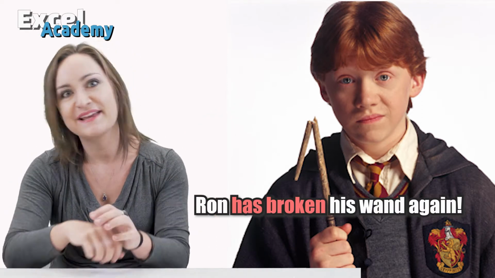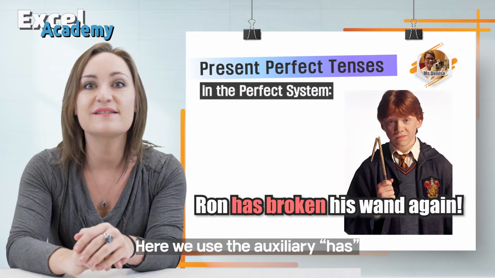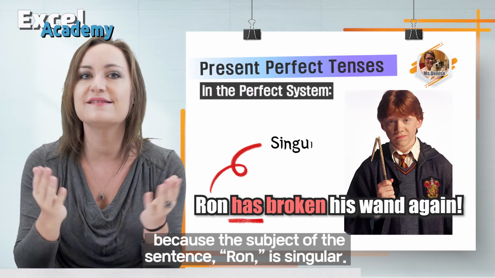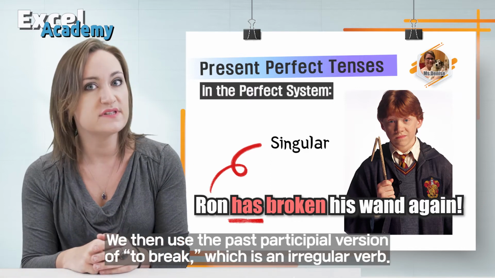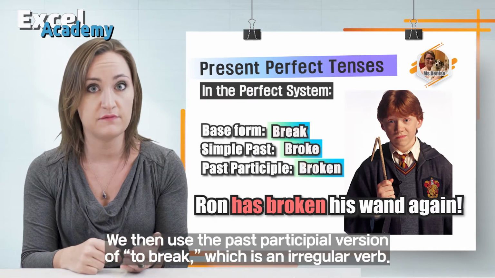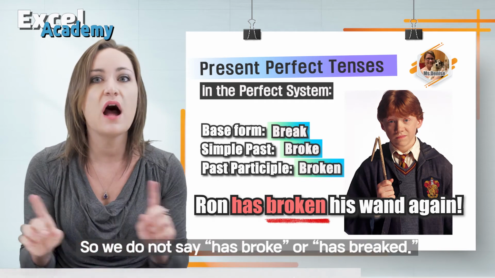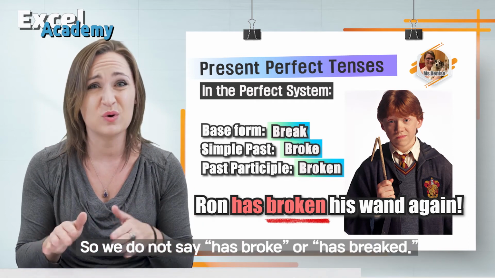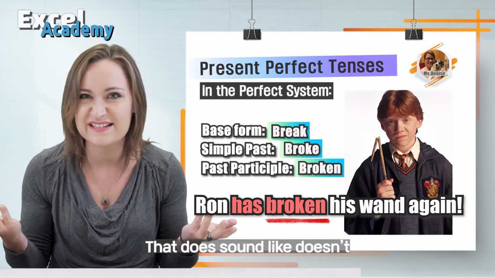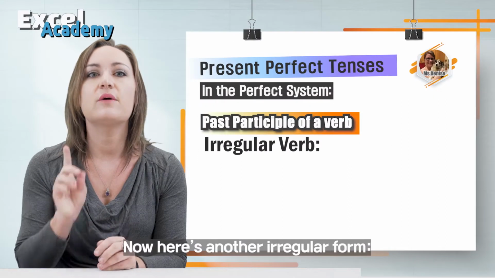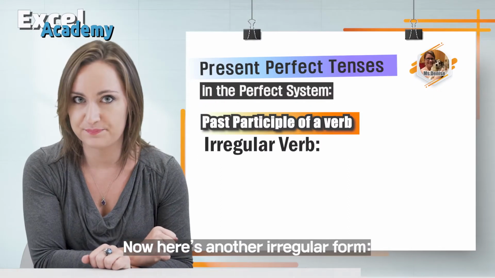Here, we use the auxiliary has because the subject of the sentence, Ron, is singular. We then use the past participial version of to break, which is an irregular verb. So we do not say has broke or has braked. That doesn't sound right, does it? We say has broken.